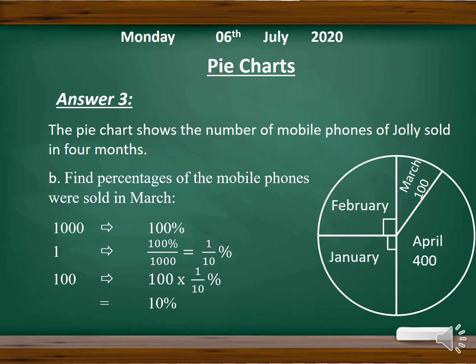And then we want to find the 100 mobile phones in March, how many percent? We have to take 100 multiplied by 1 out of 10%. It is equal to 10%. So we can answer 10% of the mobile phones were sold in March.